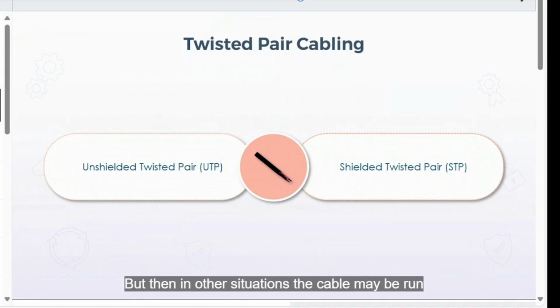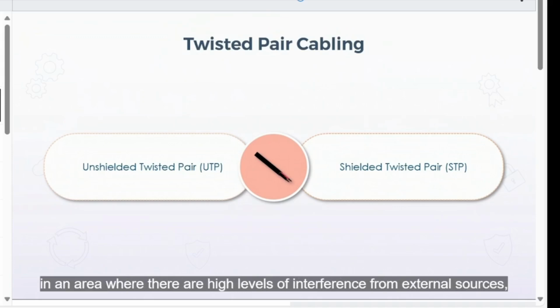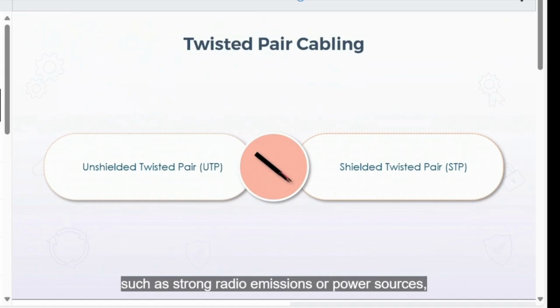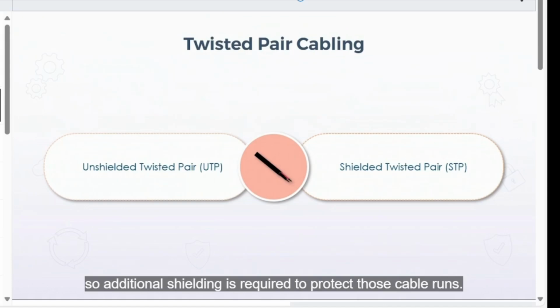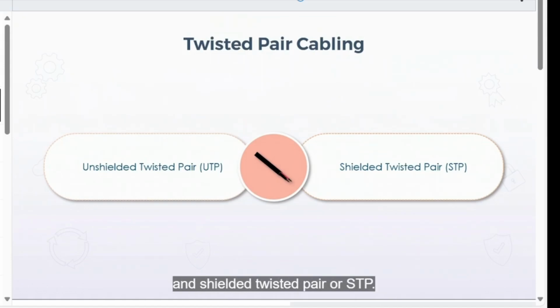But then in other situations, the cable may be run in an area where there are high levels of interference from external sources such as strong radio emissions or power sources, so additional shielding is required to protect those cable runs. Hence, we have both unshielded twisted pair, or UTP, and shielded twisted pair, or STP.